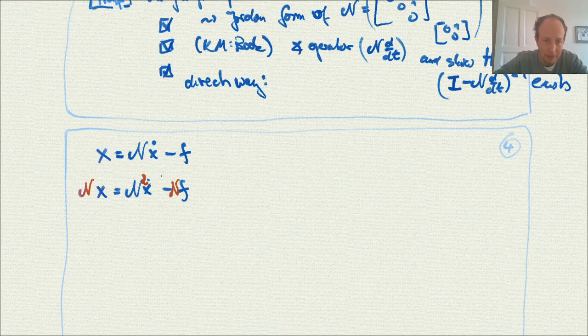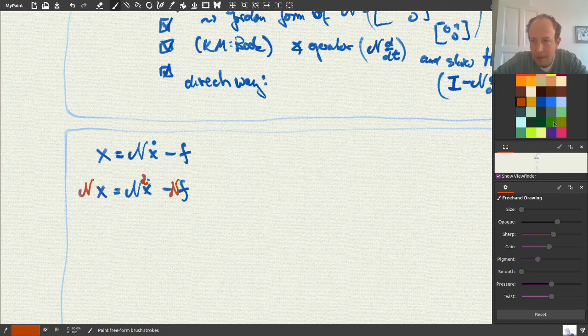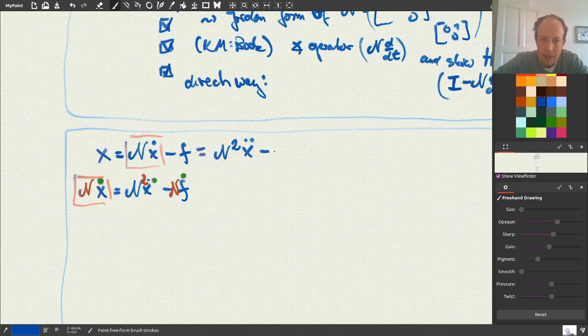Then we can differentiate with respect to time. So n x dot, of course we have to differentiate here as well, and then also here. So we differentiate everything with respect to time. So we have that n x dot is equal to that, and what we do here is replacing this n x dot with all that is there. So that will give us that this is actually n squared x double dot, so second time derivative, minus n f dot minus f.